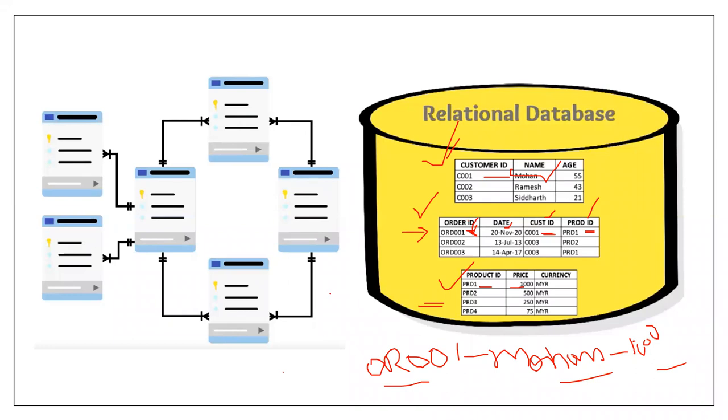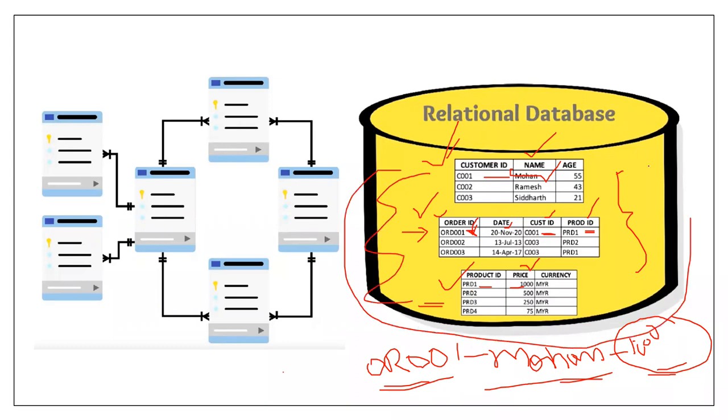So now my requirement is, I want to know what the order is, who ordered, what product he has ordered, and what the amount is. Do we have all these details in a single table here? No. The order ID is in the order table, the customer name is in the customer table, and the product price is in the product table. So now why are we maintaining relationships? Based on my requirement, I need to get the data from these three tables. How will you get the data without having a relationship?